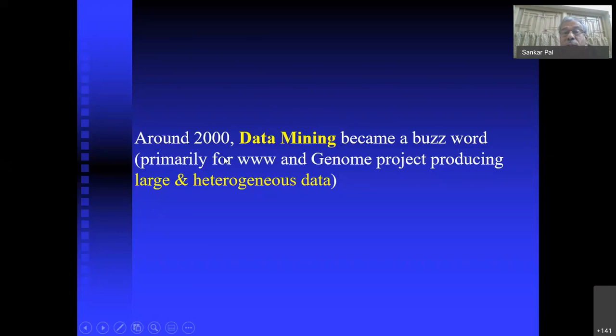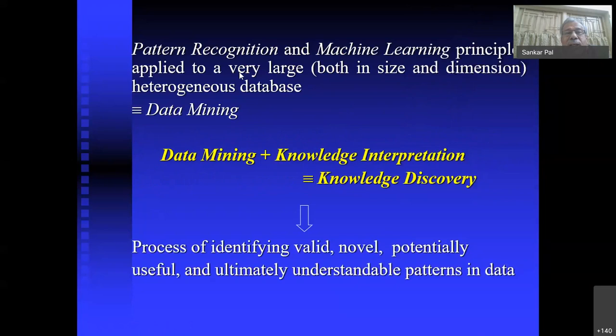So what is data mining from the pattern recognition point of view? Data mining has three components: a statistical component, a DBMS component, and the pattern recognition component. The pattern recognition component is when you apply pattern recognition and machine learning to a very large heterogeneous database, large in terms of both size and dimension. And heterogeneous means data has not only numerical values, but linguistic, color, attribute sets, everything.